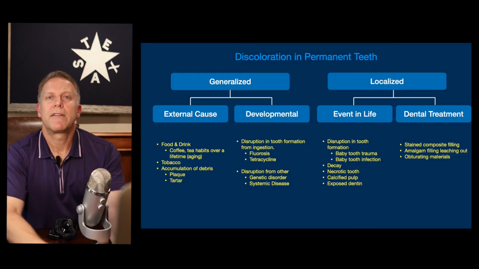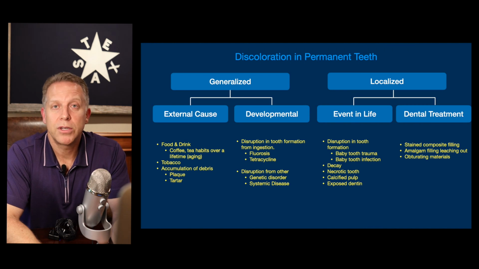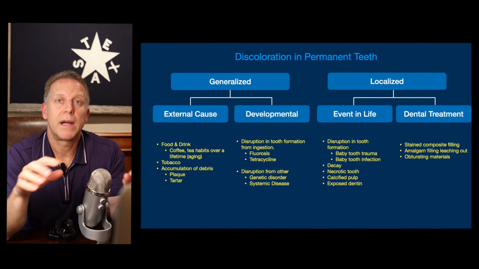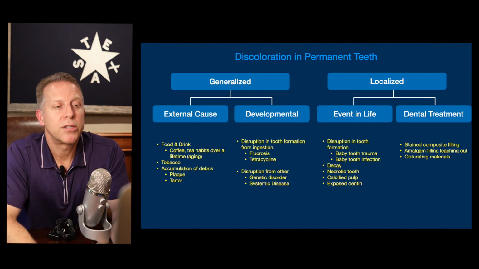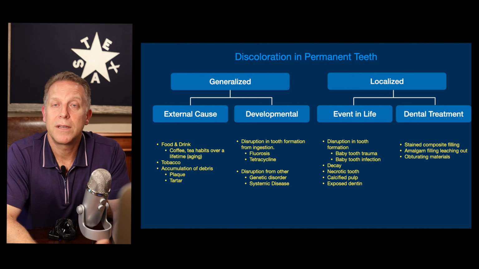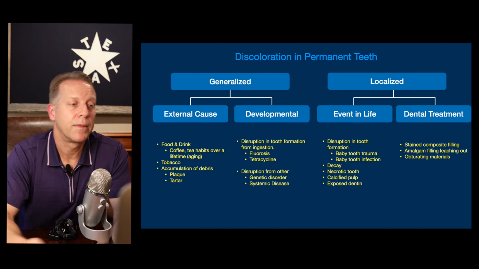So again, this is just kind of a quick run through of discoloration of teeth and how at least I categorize them, looking at them being generalized, localized, and then from there two other branches. And this is going to probably catch about 90–95% of the different discolorations you see that come into the office.